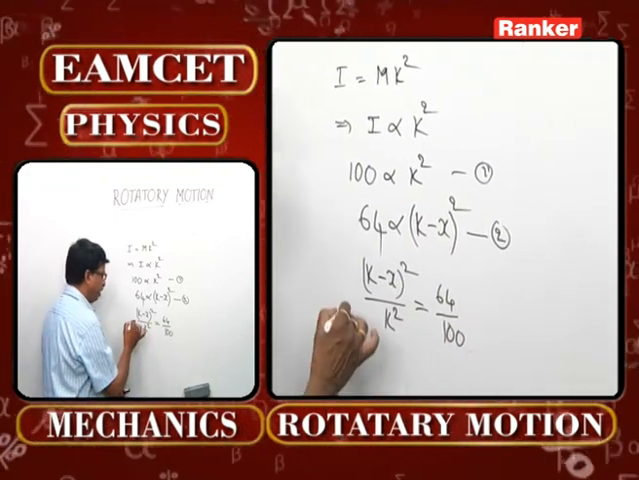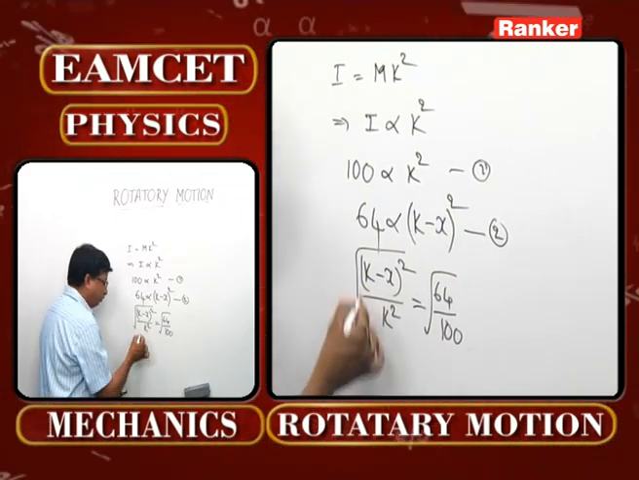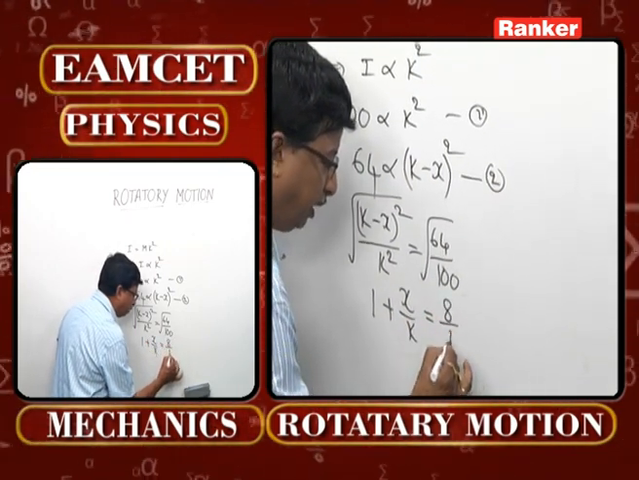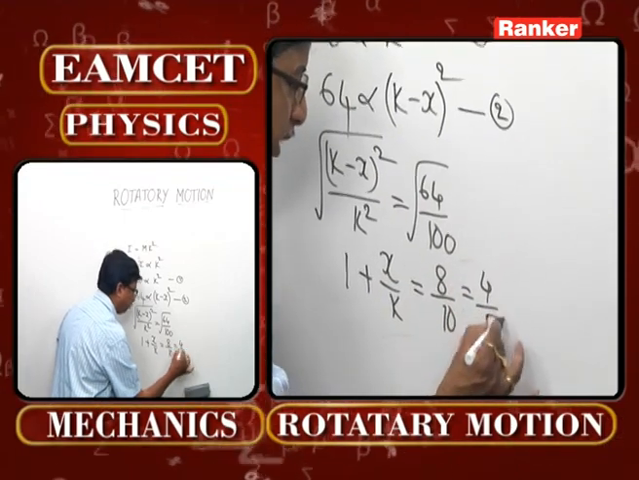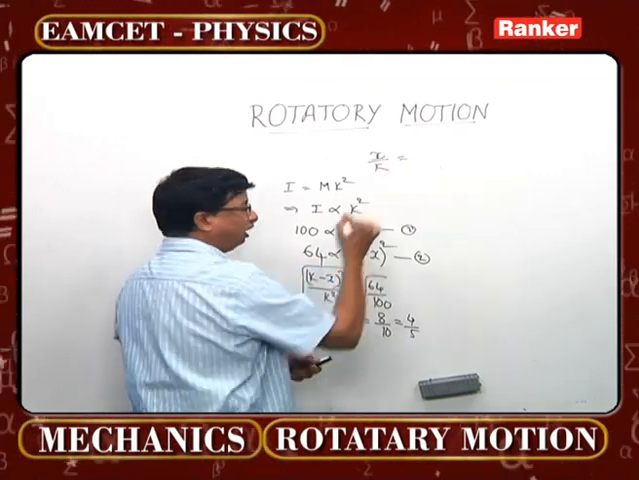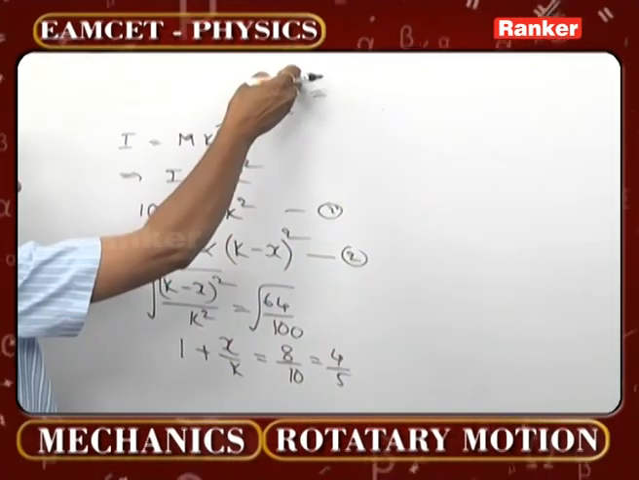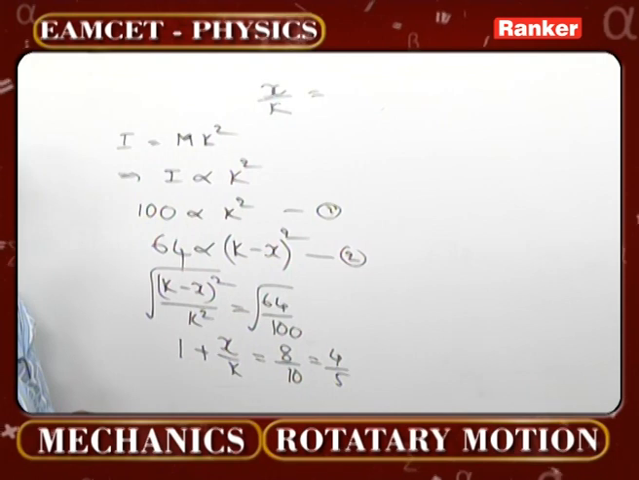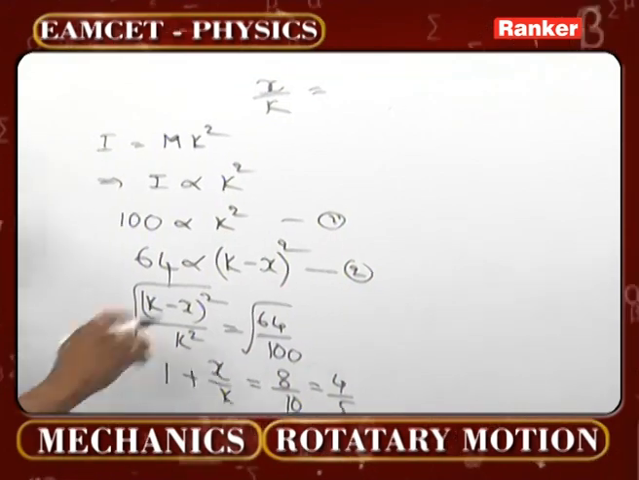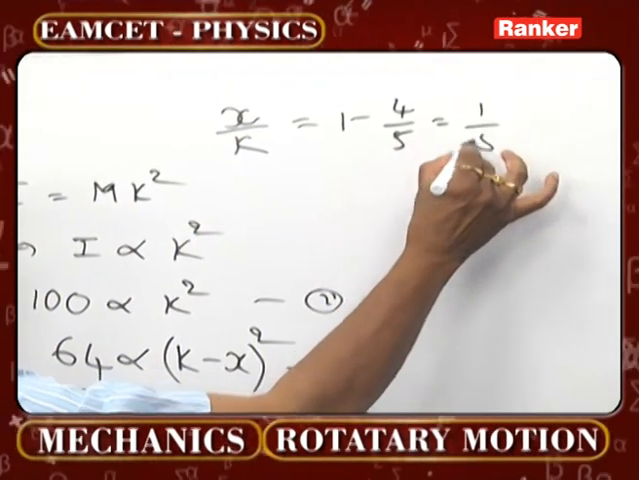You can certainly understand when I take root on both sides, the root and the square cancel. This becomes 1 minus x by k. This now becomes 8 by 10, which of course is 4 by 5. Now just look at this one. What is the value of x by k from that? What is x in fact? It is the change in the value of k. That means change in radius of gyration by original radius of gyration. That is what officially we call the fractional change in radius of gyration. This value now is 1 minus 4 by 5, which becomes 1 by 5.